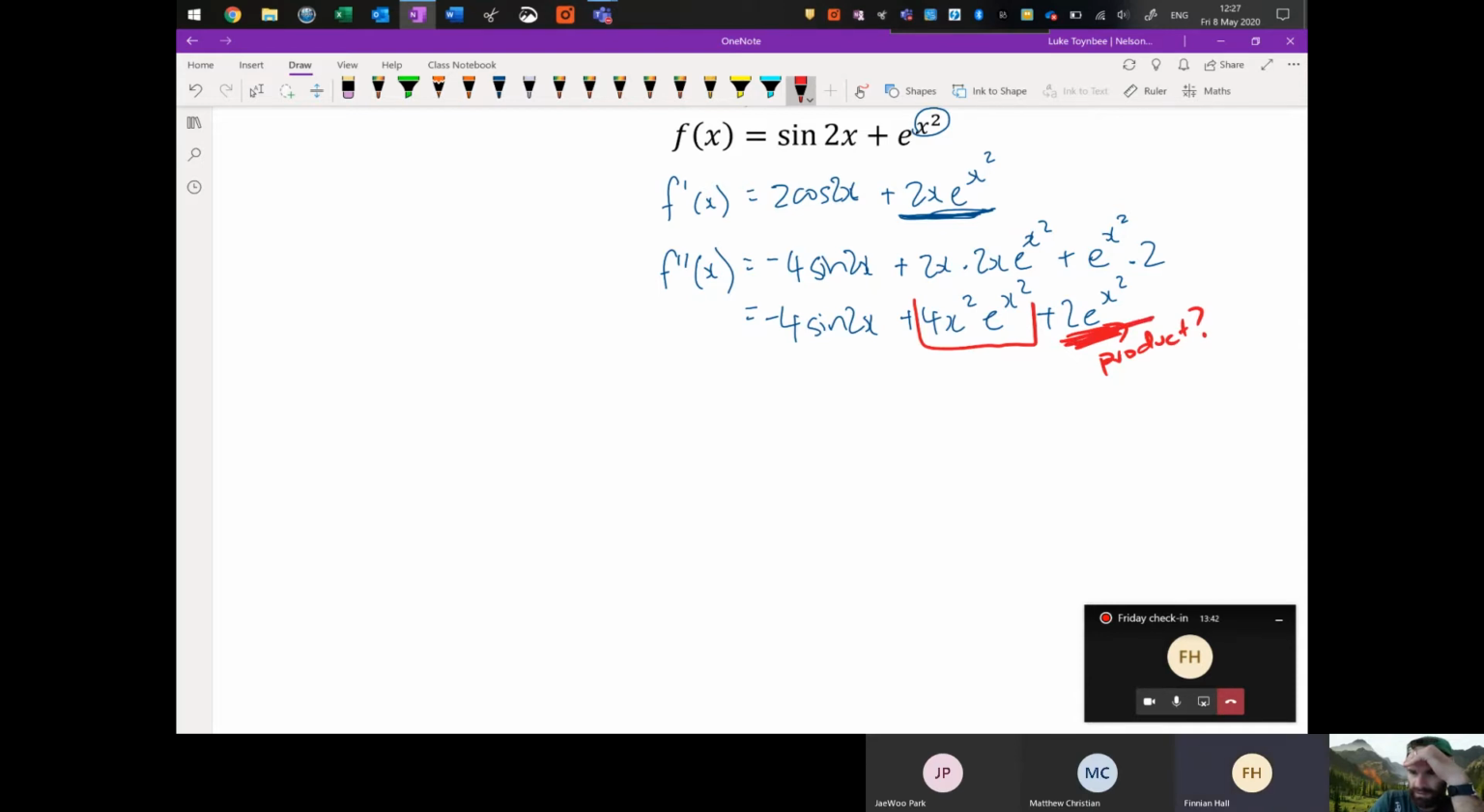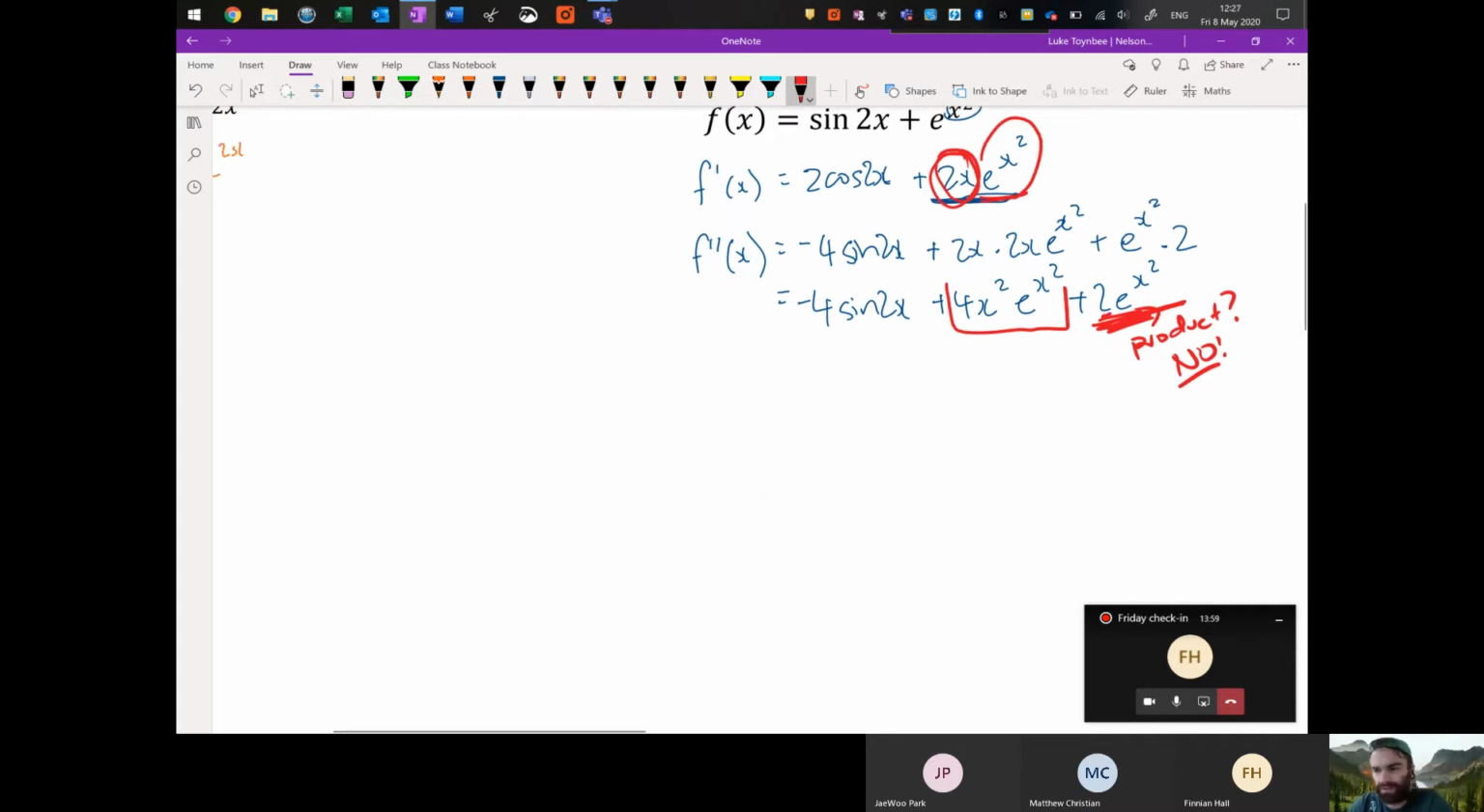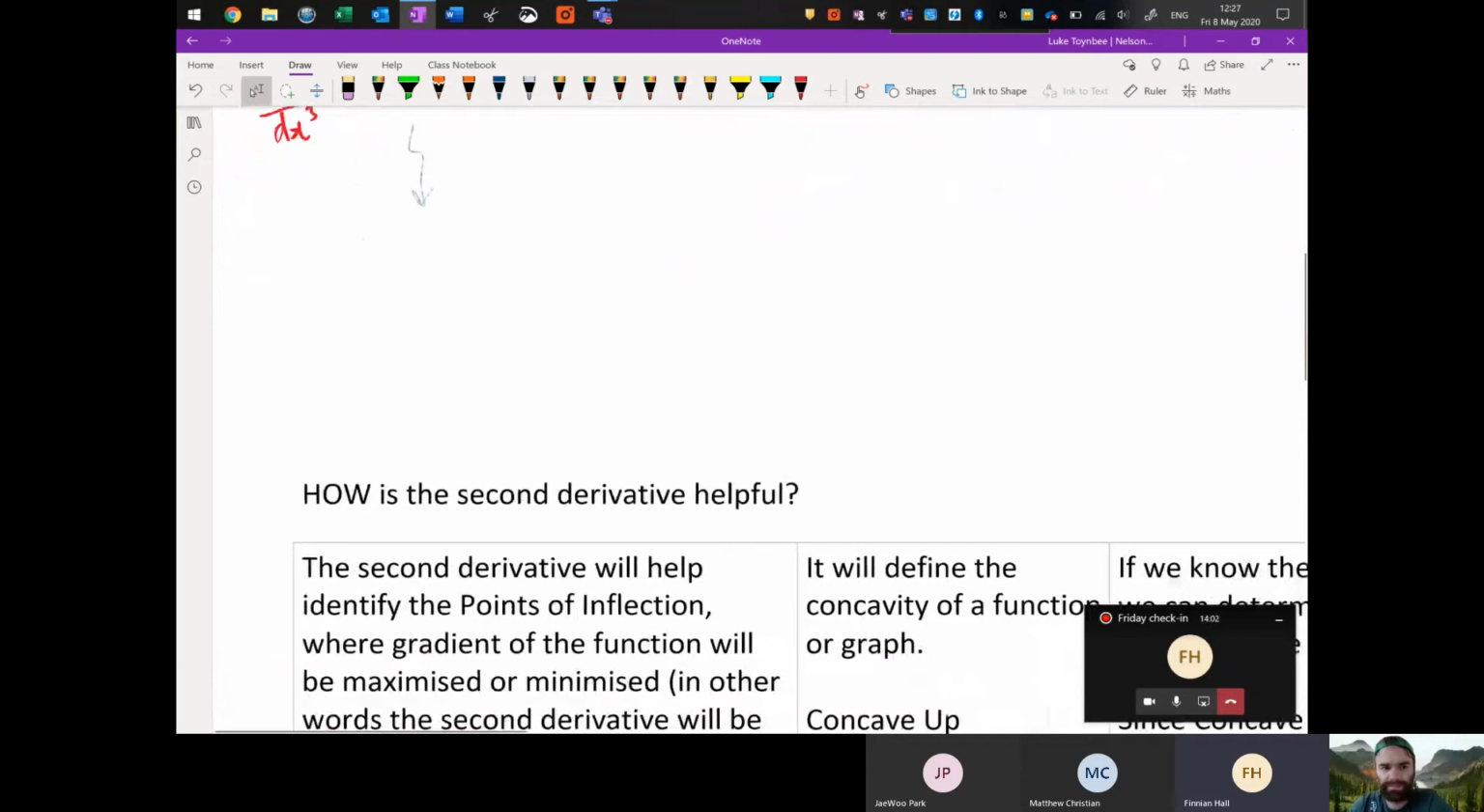No, because 2x is a function of x, and e to the x is a function of x, so there are your 2 functions. But 2 is not a function of x, it's just a constant. Does that make sense?